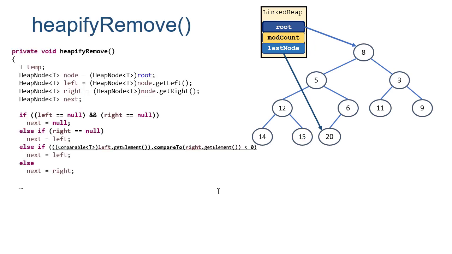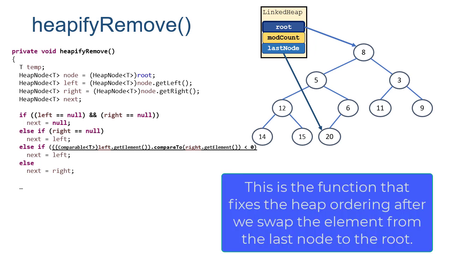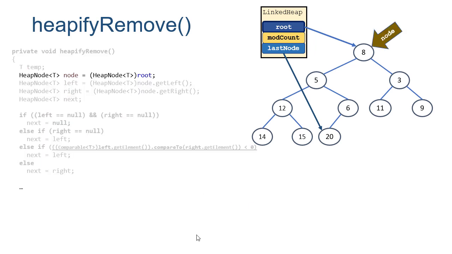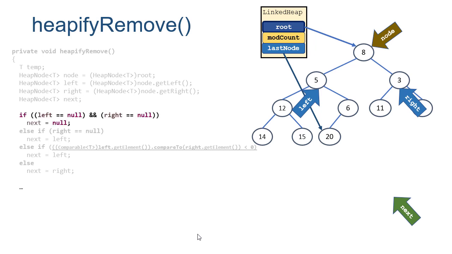So the heapifyRemove is the method that makes sure that the ordering is correct. So if you'll remember in our removeMin example, we put an 8 up here at the root, which is bad. So let's see how heapifyRemove works. So the first thing we do is we set a reference called node to the root, and then left and right references to the root's left and right children. And we'll create a next reference that we'll use to help us navigate through the heap.